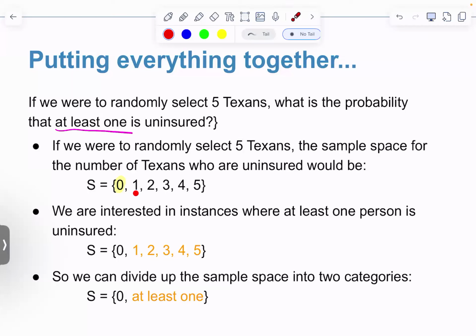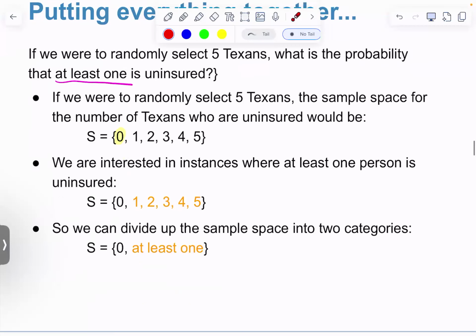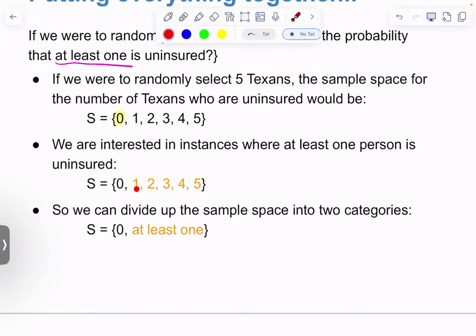You could have 1 out of 5, you could have 2 out of 5, you could have 3 out of 5, you could have 4 out of 5, or all 5 of them could be uninsured, right? Those are all the possible outcomes. And so by listing all the possible outcomes, we can identify which ones satisfy the criteria that we're interested in. And so what's the probability that at least 1 is uninsured? At least 1 is going to be 1 or 2 or 3 or 4 or 5.